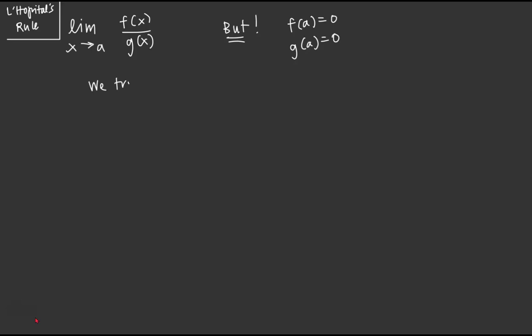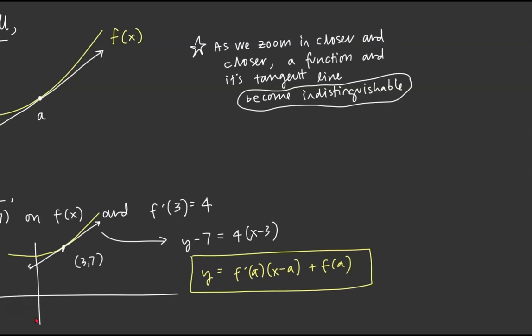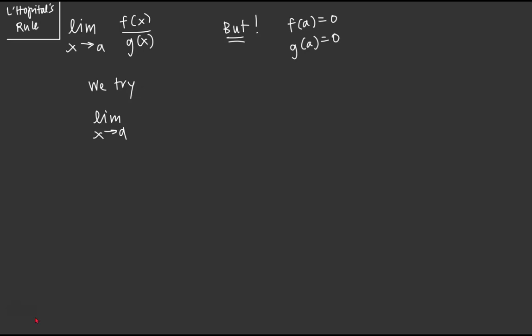So we look at the limit as x goes to a, and now instead of using the function, we're going to use the tangent line approximation. Remember, we learned that f of x, or y, can be approximated by this tangent line approximation if we're close to a. So instead of writing f of x, we write f prime of a times x minus a plus f of a. And similarly, there is a tangent line approximation for g near a.